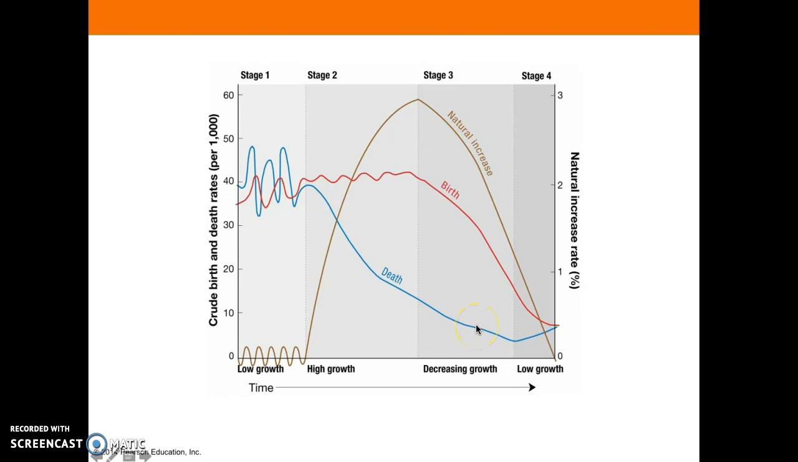And these would be newly industrialized countries, or if you think about a less developed country, one that has lots of factories, it's a manufacturing-based country. This is something like maybe Brazil, Mexico, China. Their population growth starts to decline. And it's because they have a decline in birth rates. So the death rates are still declining all the way through stage 3, but the birth rates start to decline.